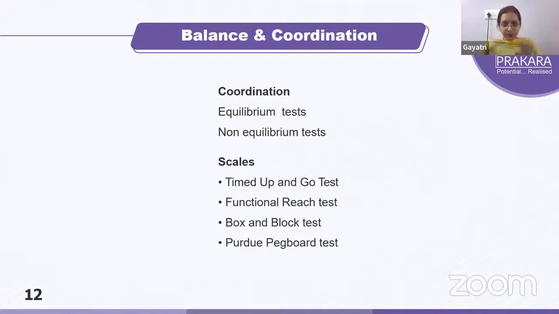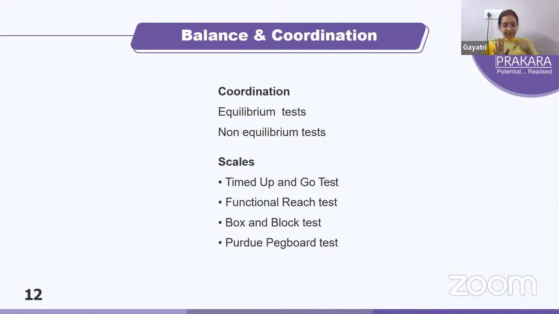Remember those tests and perform them on every UMN patient. It is necessary for your protocol. You should know what set of equilibrium and non-equilibrium tests the patient is performing. Scales for that: if you cannot perform these tests, if they're too lengthy for you to perform, go for the timed up and go test. We know.